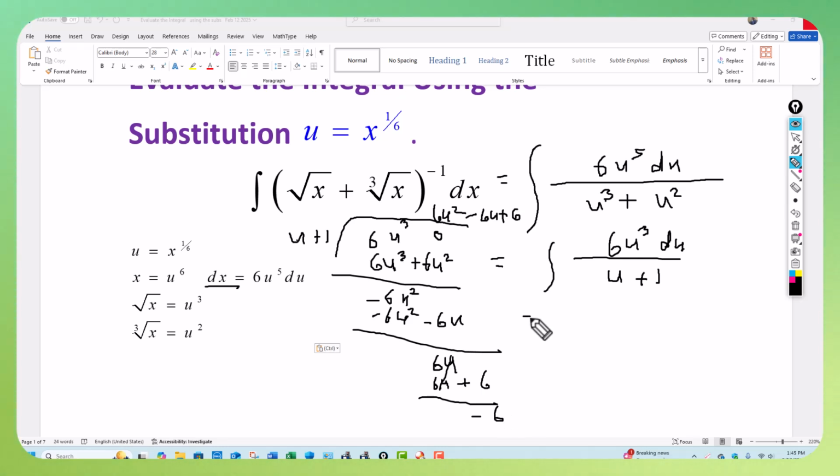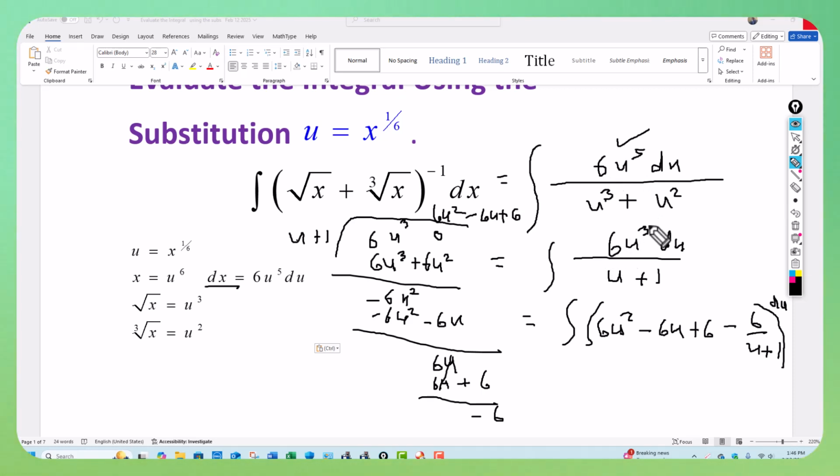So I can come back up here and replace this. This will be the integral. Let's take the quotient over here: 6u squared minus 6u plus 6. And then I have the minus 6 over the divisor, u plus 1, and that's du. So we took this expression, used long division, and simplified it to 6u to the 3rd over u plus 1. Then we did long division, and the quotient was 6u squared minus 6u plus 6. The remainder was minus 6, so that goes over the divisor.